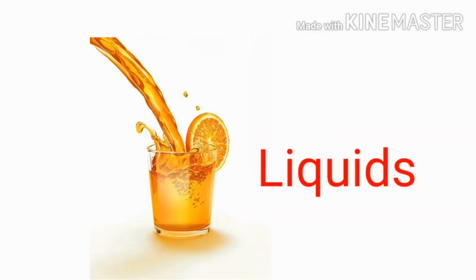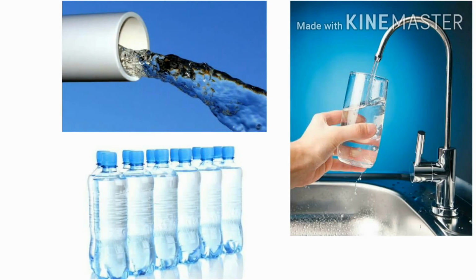Liquids. Liquids are substances that have a definite quantity, that is, volume, but have no fixed shape. Liquids do not have their own shape, but they take the shape of the container in which they are kept or poured. We get water through water pipes and taps, and we store it in bottles.